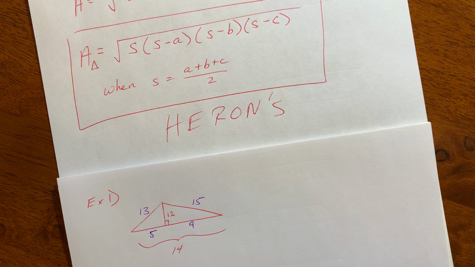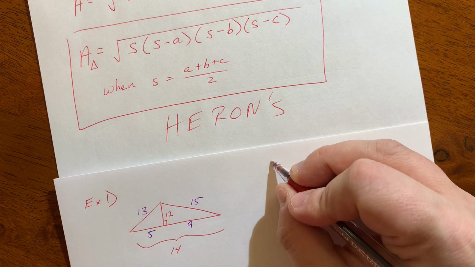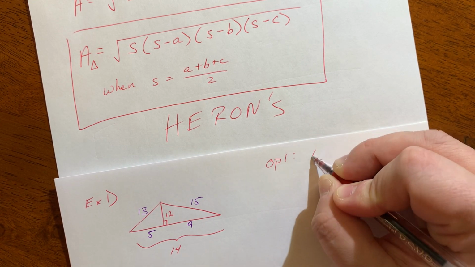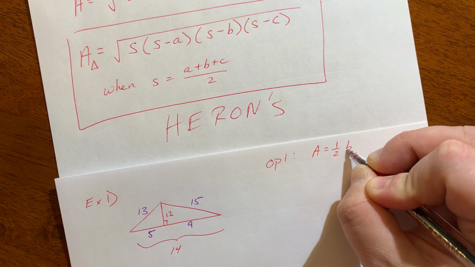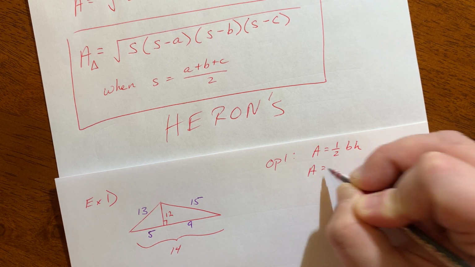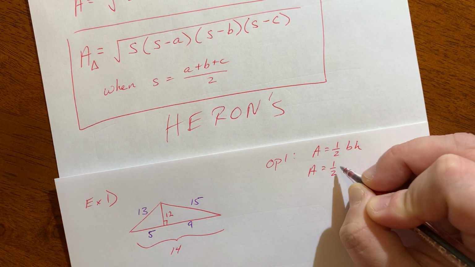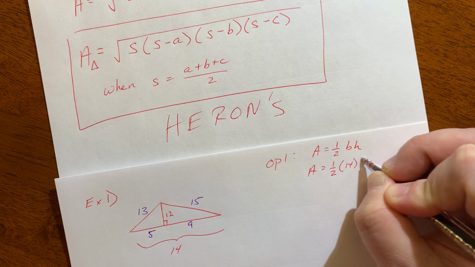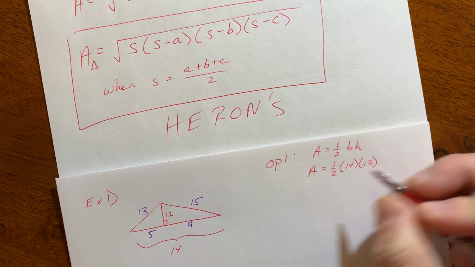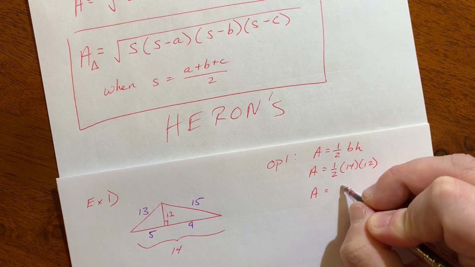Okay, so option number 1 for this will just be 1/2 base times height, which of course is going to be easier for this example because that's just 1/2 of 14 times 12, or whatever 7 times 12 is, which is 84.